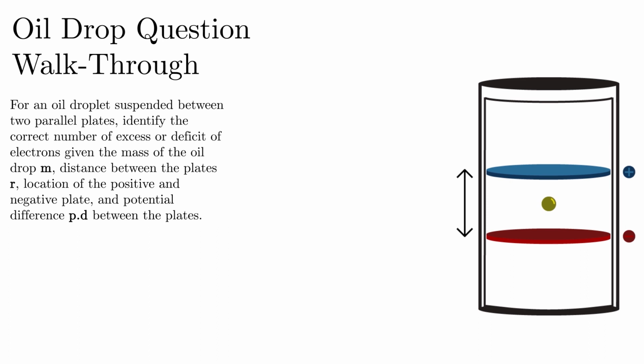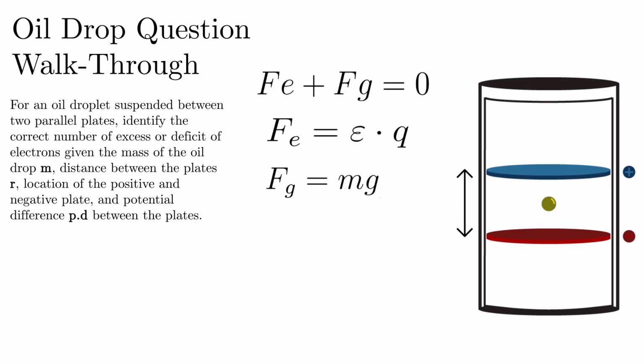We know that the force of gravity will accelerate the oil drop downwards, but since the oil drop is in equilibrium, the electrostatic force is responsible for keeping the oil drop from moving. If the net force, 0, is the sum of all the forces, that is the electrostatic force and the force of gravity, then we can say that the electrostatic force plus the force of gravity equals 0. We know that Fe, the electrostatic force, is equal to E times Q, and that Fg is equal to mass times gravity, or m times g. So we can rearrange Fe plus Fg equals 0 to get Eq equals mg.